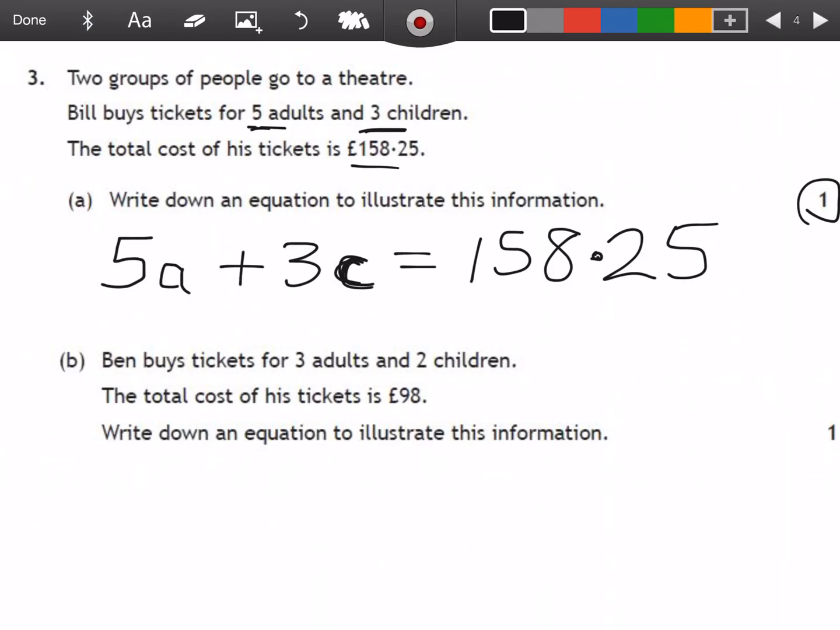Okay. Next one. Now remember, A is an adult and C is the child price. Ben buys 3 adults, 2 children. Oh, that's not so good.